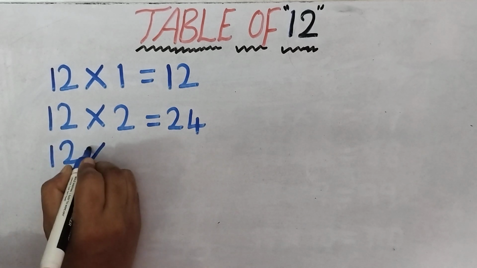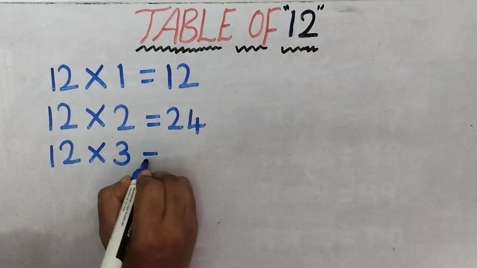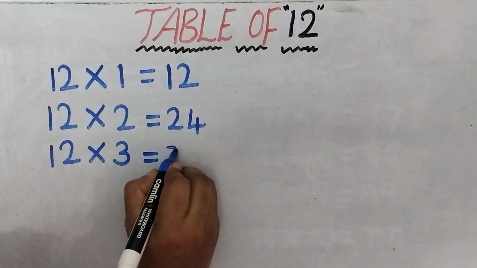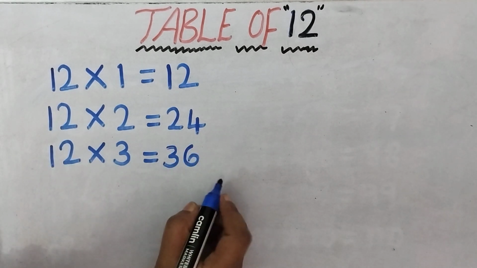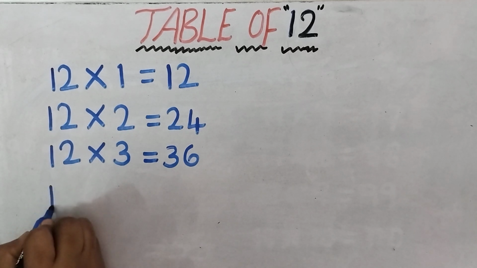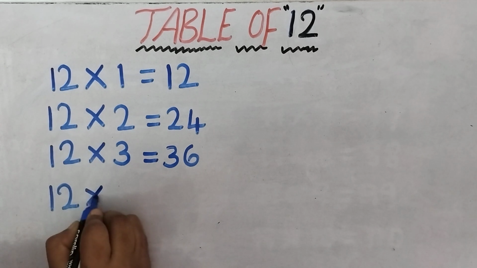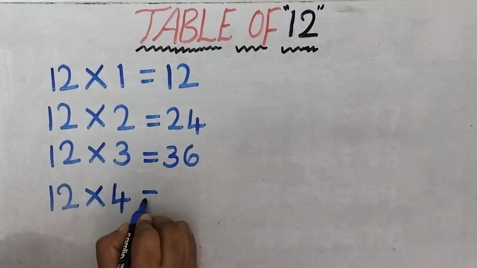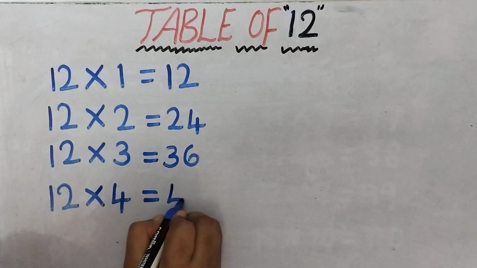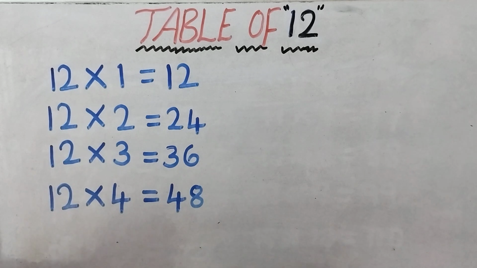12 into 3 is equal to 36. 12 threes are 36. 12 into 4 is equal to 48. 12 fours are 48.